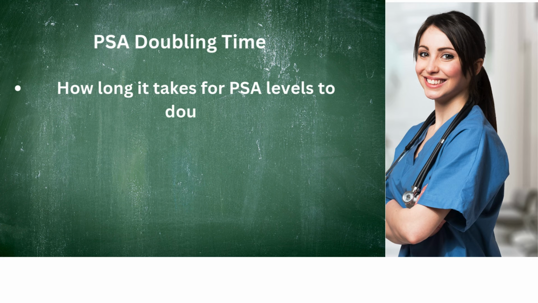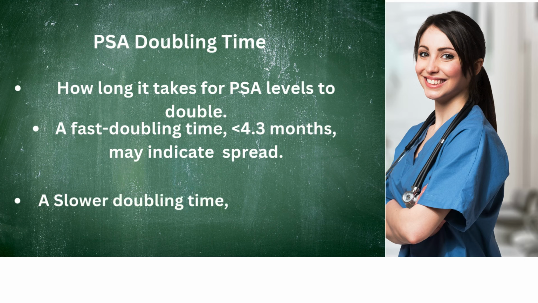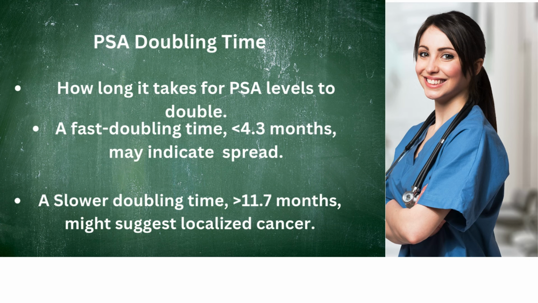The second metric is PSA doubling time. PSA doubling time tracks how long it takes for PSA levels to double and can be helpful in monitoring known cases of prostate cancer. A fast doubling time, for example less than 4.3 months, may indicate that prostate cancer has spread. A slower doubling time, for example more than 11.7 months, might suggest that the cancer is localized and easier to treat.